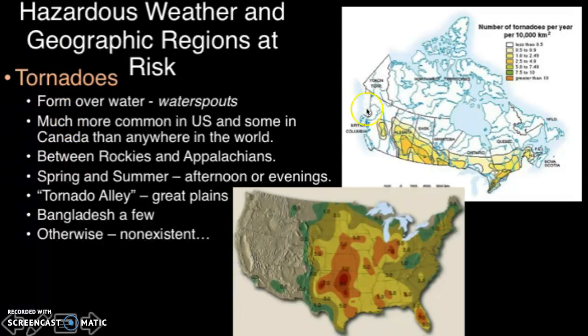They also happen in Canada, as you're seeing here on the picture on the right. The places where they happen the most in Canada are going to be Alberta, Saskatchewan and Manitoba, and a little bit in Quebec and Ontario towards the Great Lakes.